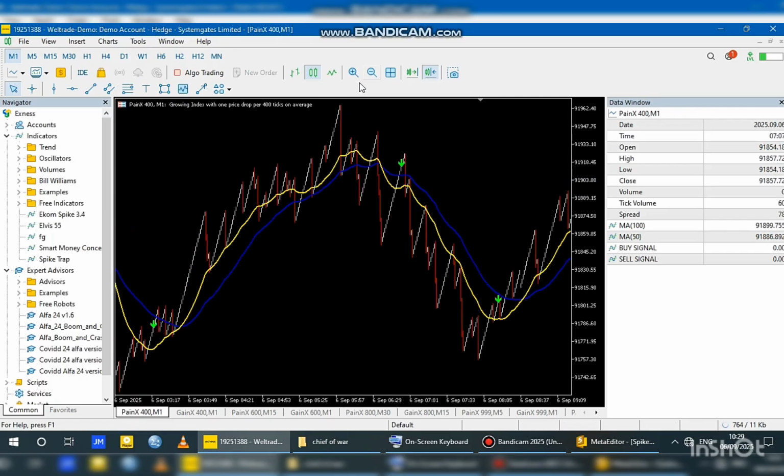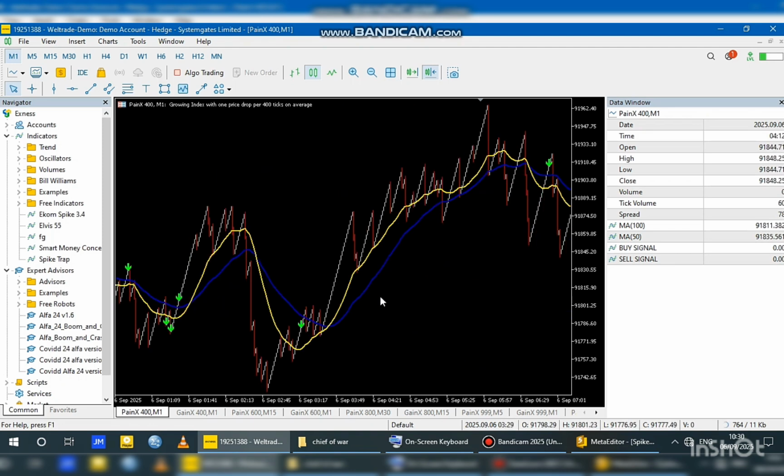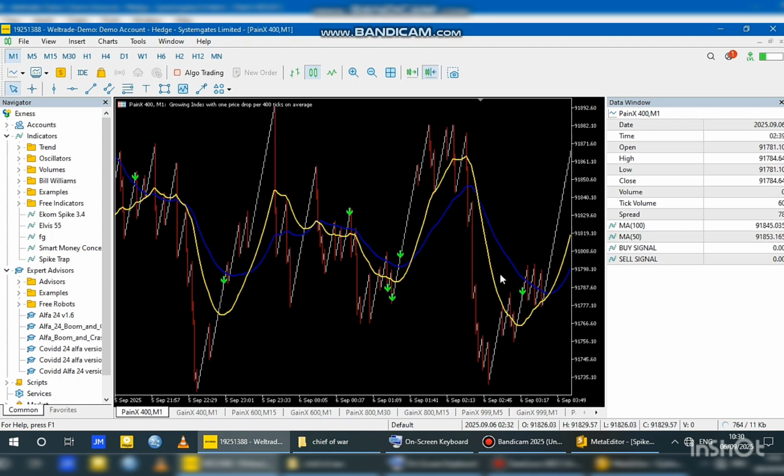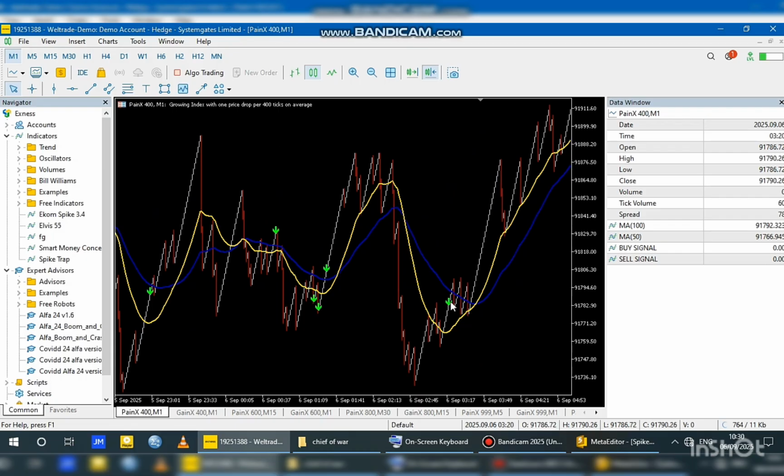Here we have a good signal. We have another signal here, a spike, but the market reversed. At least we got a spike there. This one also was a good signal, downtrend. It gave us a signal.